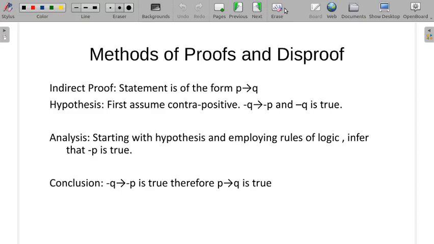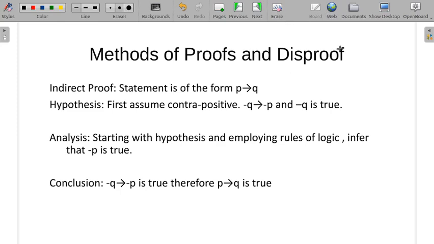Next type of proof, method of proof, is indirect proof. In direct proof, we took a statement in the form p conditional q, and we assumed p is true, and by laws of logic, inference, and general laws of mathematics, we proved that q is true. So therefore p conditional q is true. That's how we proved it last time.